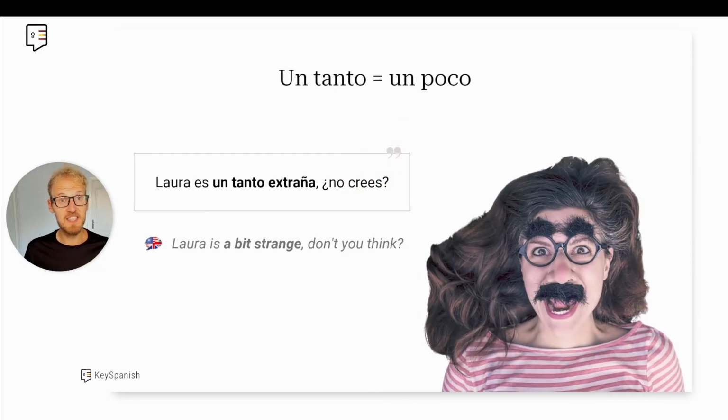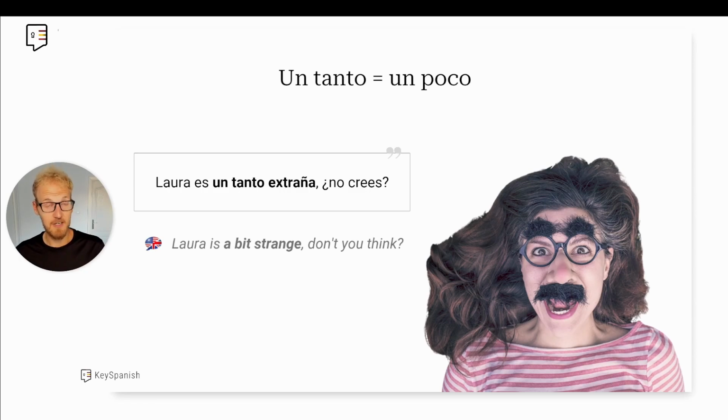And I want to finish this section of tanto with a use that is not that common, but it's good to know. It's un tanto. Un tanto is used as un poco, a bit, and it's used as in English with something negative. So Laura es un tanto extraña, ¿no crees? Laura is a bit strange, a bit weird, don't you think? Okay? So you use un tanto followed by an adjective when meaning that is a bit of something.